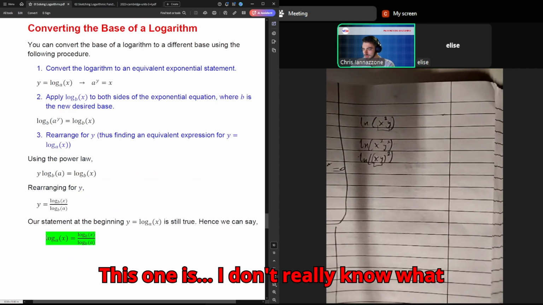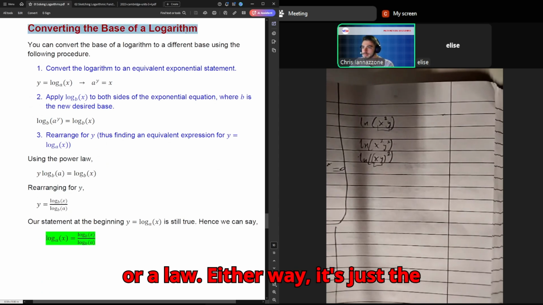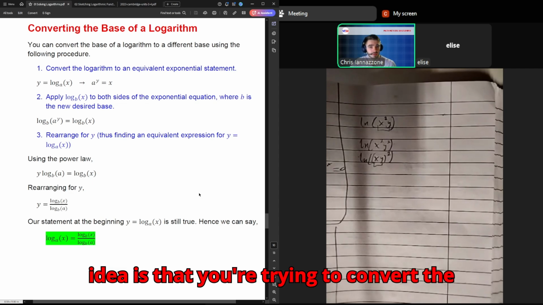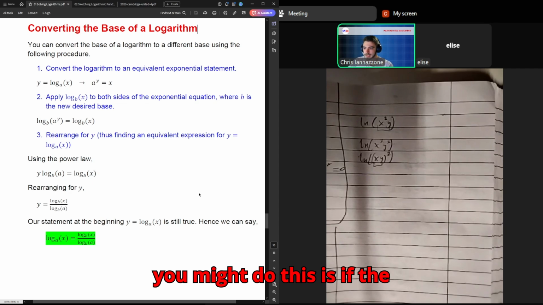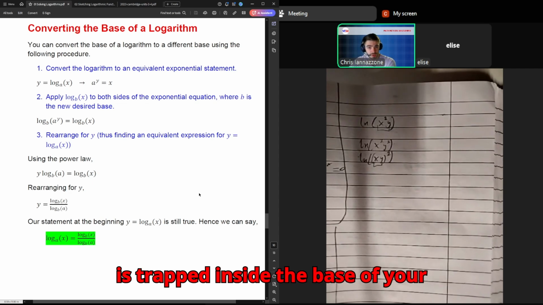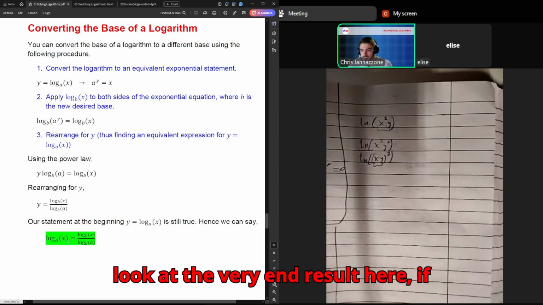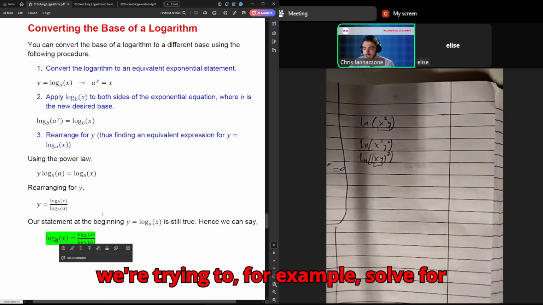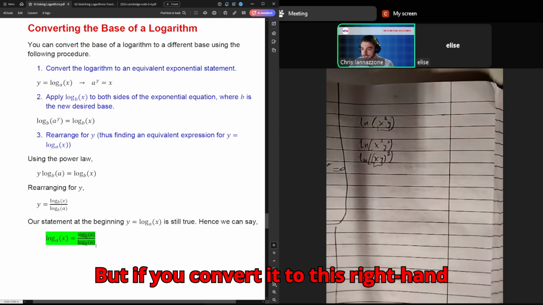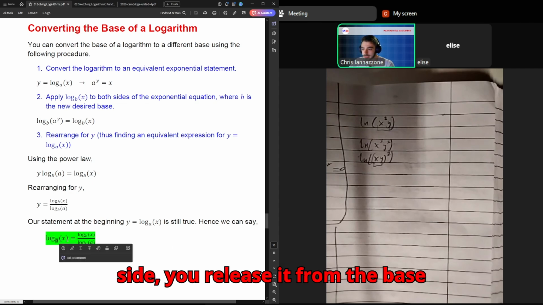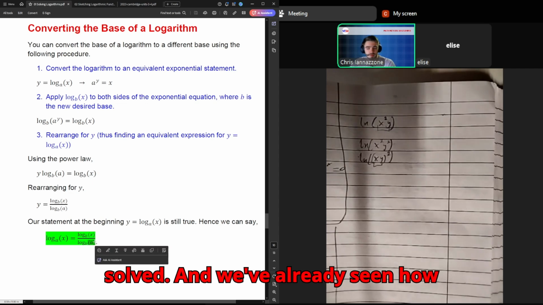Okay, this one, I don't really know if you would call it an identity or a law. Either way, the idea is that you're trying to convert the base of your logarithm. The reason you might do this is if the unknown you're trying to solve for is trapped inside the base of your logarithm. So if we take a quick look at the end result here, if we're trying to solve for a, it's currently trapped in the base. But if you convert it to this right-hand side, you release it from the base and put it in the bracket. So that gets it one step closer to being solved.